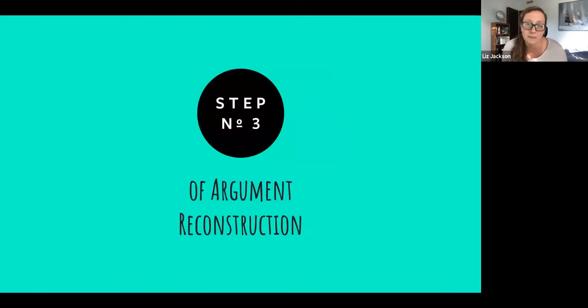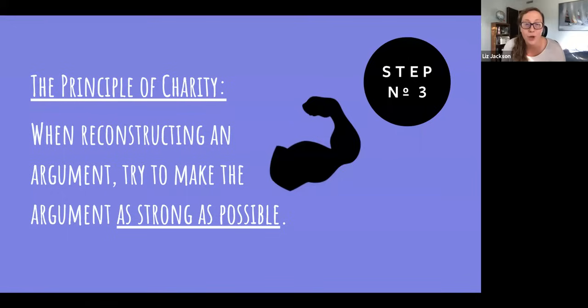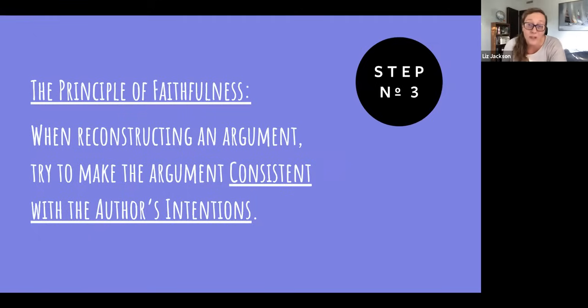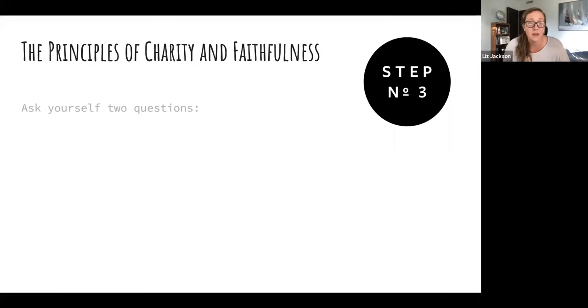Okay, let's move to step number 3 of argument reconstruction, which is our 2 principles we've already kind of previewed a little bit, and we talked about the principle of charity in the last video too. So the principle of charity says when we're reconstructing an argument, try to make that argument as strong as possible. The principle of faithfulness, though, says that when we're reconstructing an argument, try to make that argument consistent with the author's intentions. Okay, so let's talk a little bit about each of these.